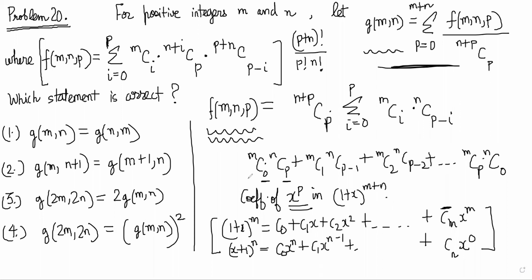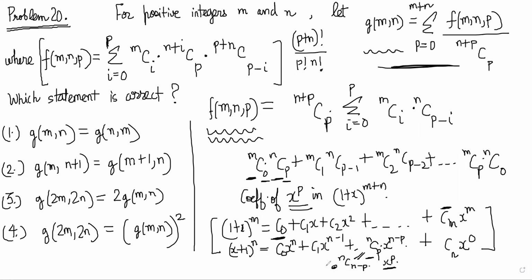Here, what is the first term? mC0 into nCp. What is the power of that? mC0 comes here, mC0. nCp will come somewhere here, nCp. The power of this would be x power n minus p, right? Correct? nCp, however, can also be written as nC(n minus p), and that time the power would be x power p, right? So nCp is equal to nC(n minus p), and that time the power will be x power p.